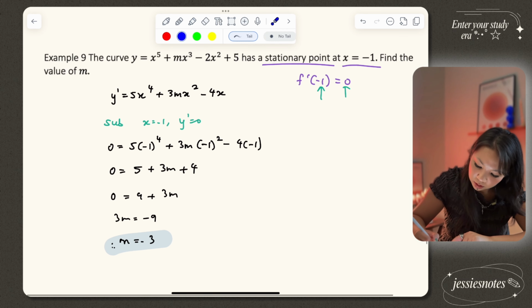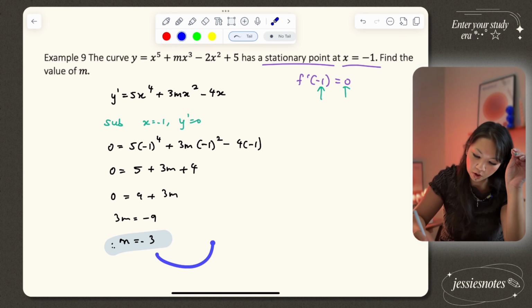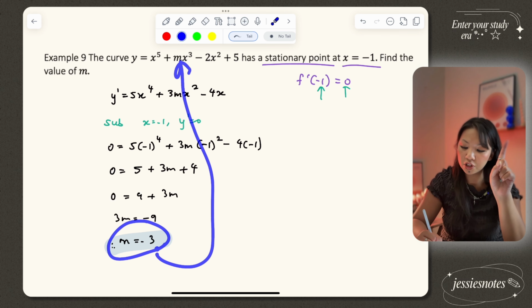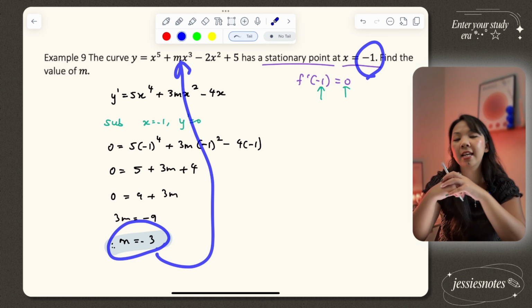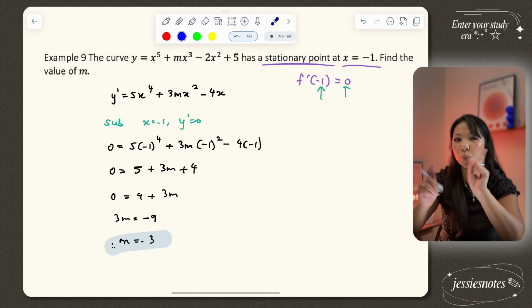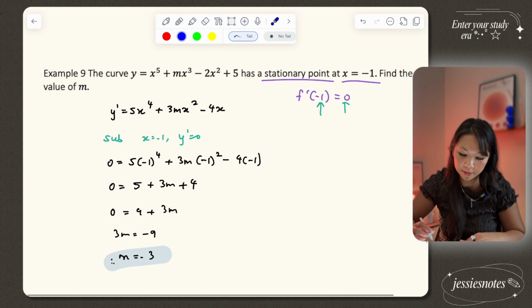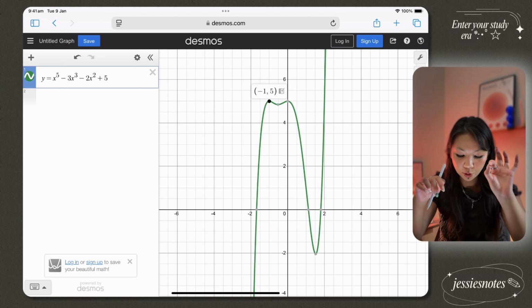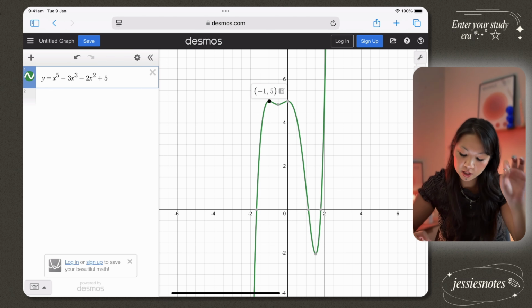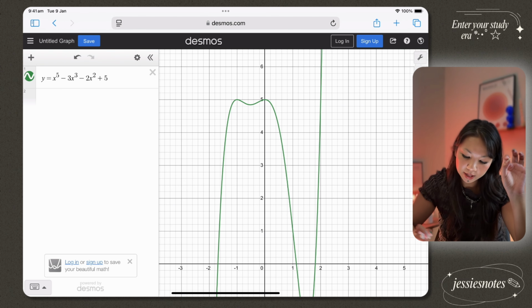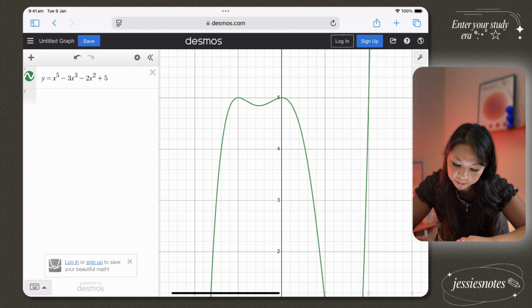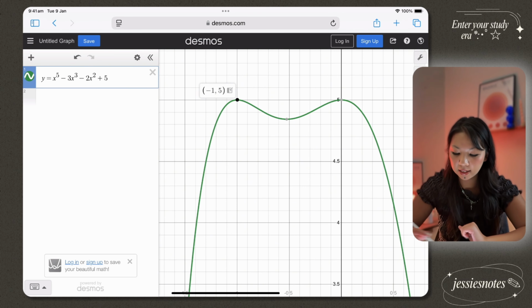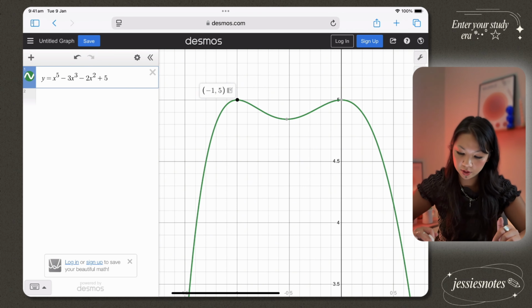So this is going to be the coefficient of x cubed such that we have a stationary point at x equals negative 1. And then let me just quickly plug it into Desmos so you can see why. If I plug into the equation the known value of m, which is negative 3, you can see here that we do indeed have a stationary point at x equals negative 1, which happens to have a y coordinate of 5.